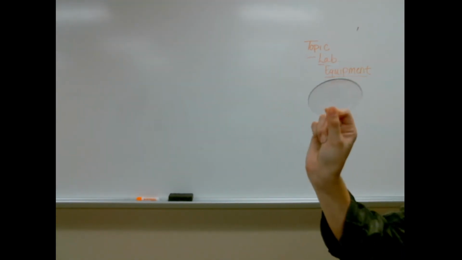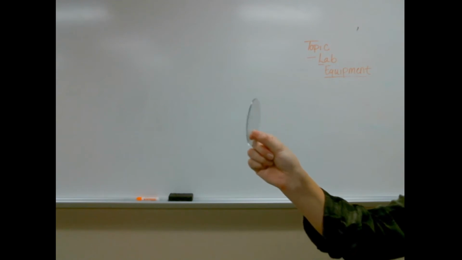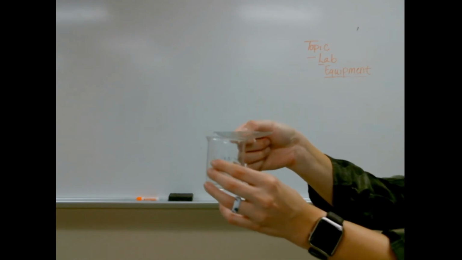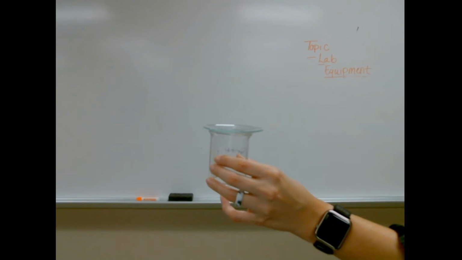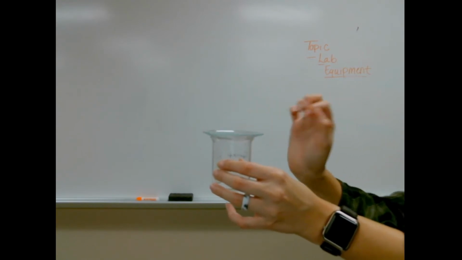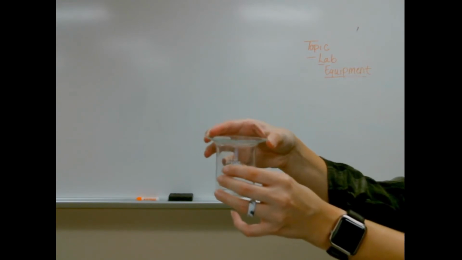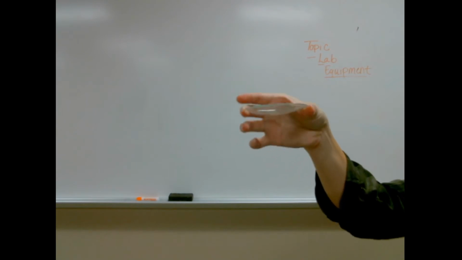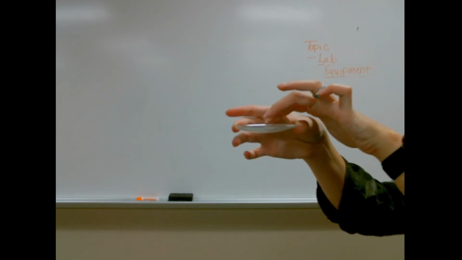Here is a watch glass. A watch glass can be used as a cover on a beaker, and you can also use it to evaporate very small amounts of liquid in the top of it.